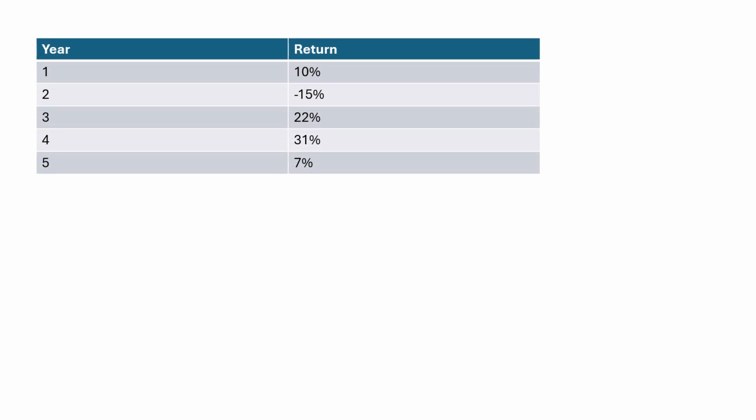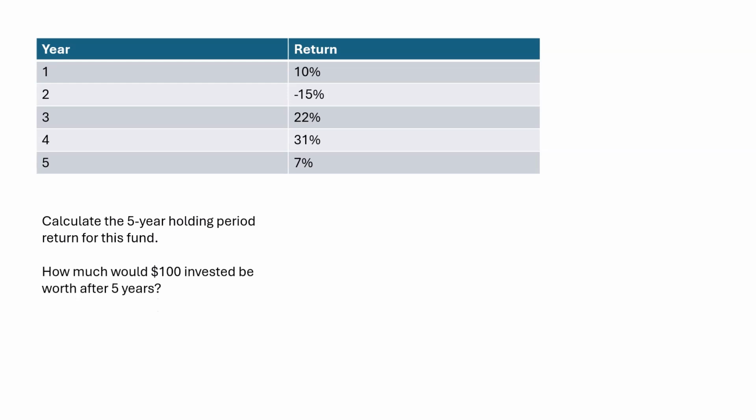Suppose a hedge fund posted the following returns for the last 5 years. First, calculate the 5-year holding period return for this fund. Second, how much would $100 invested in this fund be worth after 5 years? Finally, what is the time-weighted rate of return or compound annual return for this fund?